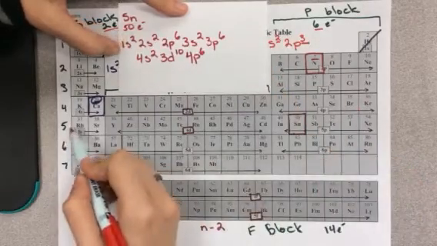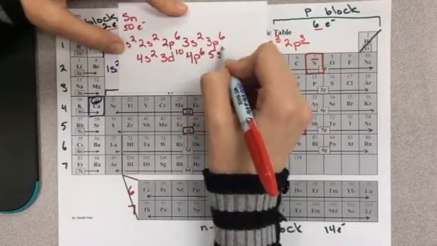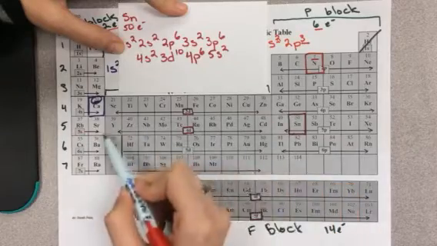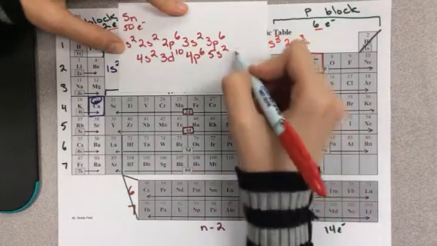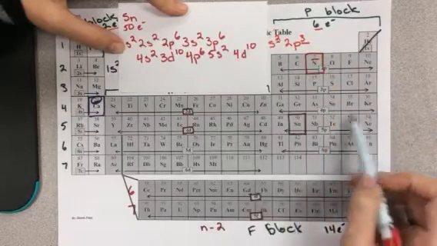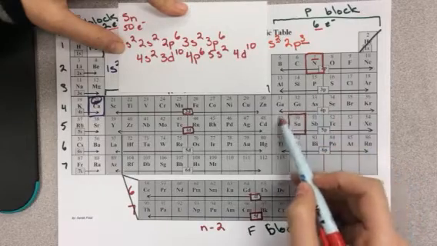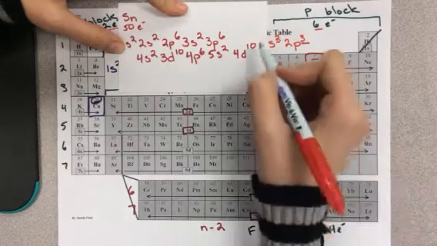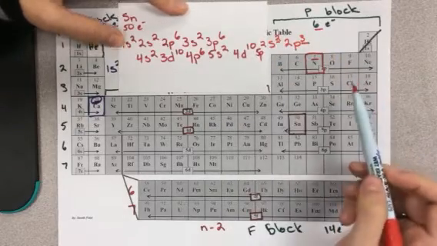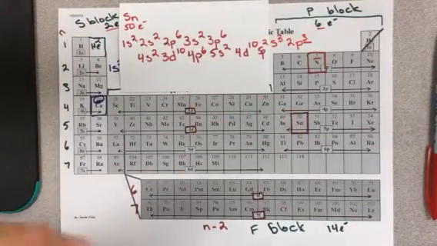And now we're going to go down to the 5th period, and we're going to start with 5s2. And then we have all of the d, or the 4d orbitals filled, so 4d10. And then when we get into this p orbital, we're back into the 5p orbitals, but we only have 2 electrons, so it would be 5p2.